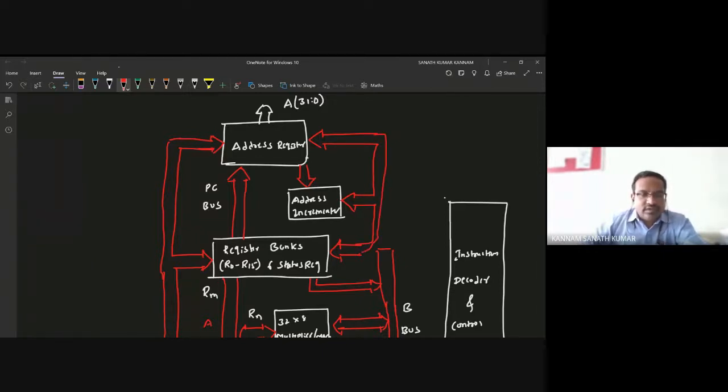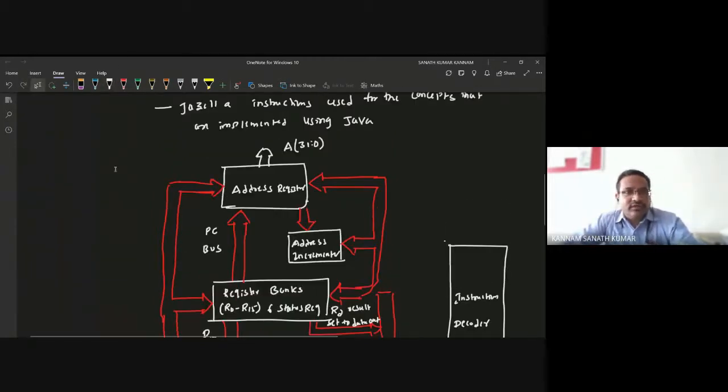So here there is an RD register that is sent to data out. Here there is the RD register, the destination register. Whatever the result you are getting, RD is sent to data out. Data out.